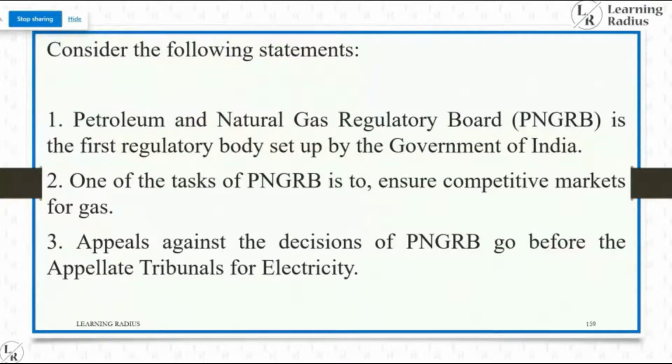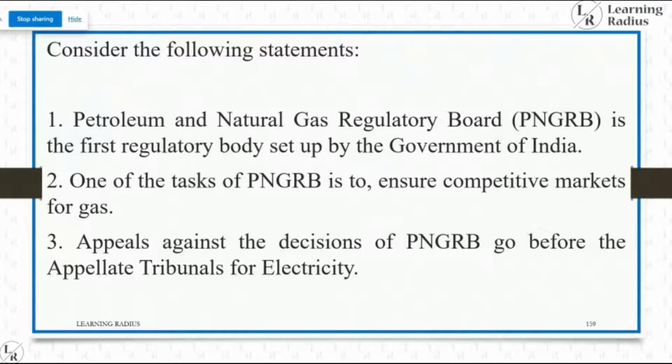Now, if you look at the statements, Petroleum and Natural Gas Regulatory Board, PNGRB, is the first regulatory body set up by the Government of India. In basic sense, it is not the first regulatory body. One of the tasks of PNGRB is to ensure a competitive market for gas. Absolutely right. That's the work of PNGRB. Third, appeals against the decision of PNGRB go before the Appellate Tribunal for Electricity. Absolutely right. So when you look into these statements, you can see the second statement and third statement are absolutely right, and the first statement is wrong.